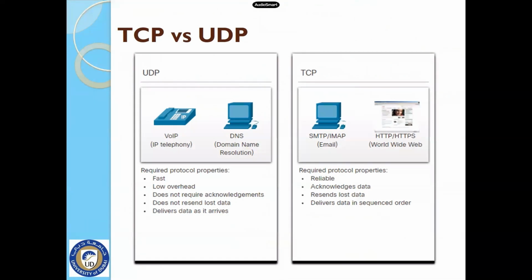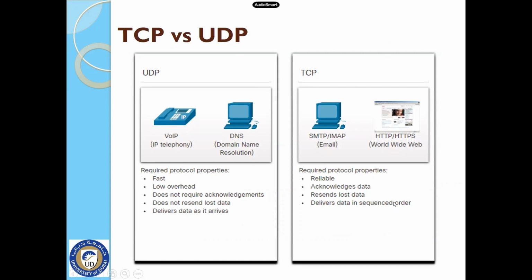So yeah, it just does data delivery as it arrives. There is no confirmation. Now for TCP, it's reliable because the sender will not send further information unless it receives an acknowledgement from the receiver. So there is an acknowledgement. If some data is lost, it will resend the lost data, and we'll see later, with a diagram, how TCP works. It delivers data in sequence order.